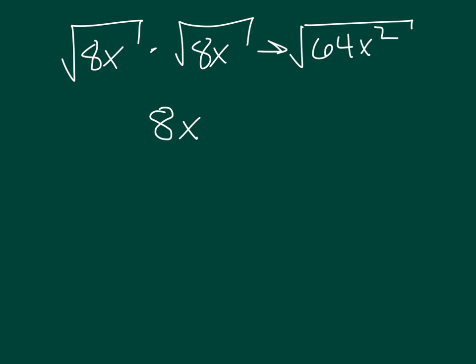Okay, so what you want to see here is that if you have a square root, and you multiply it by another square root with the same radicand, remember radicand, then basically what you're left with is just what's inside. Is that okay?